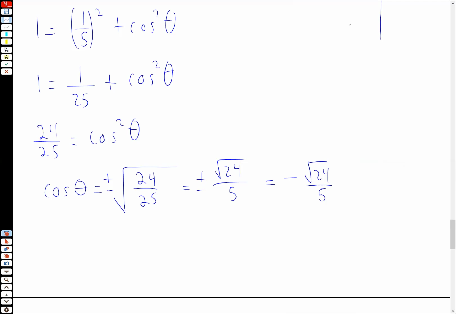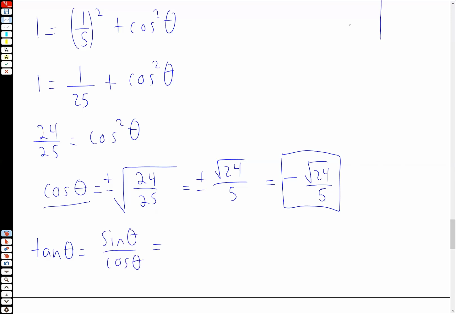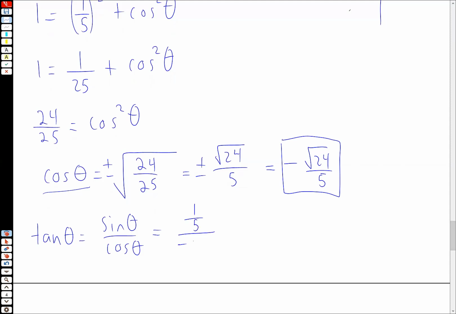Okay. So now we have cosine. Cosine of theta is negative square root 24 over 5. Now that we have this, we're actually in good shape. Using our other ideas, we can figure out functions of tangent theta, sine and cosine. Okay, so that would be, let's see, sine was 1 over 5 divided by negative square root 24 over 5. Again, remember, if you divide by a fraction, it's like multiplying by the reciprocal. 5's cancel out, and we're left with negative 1 over square root of 24.